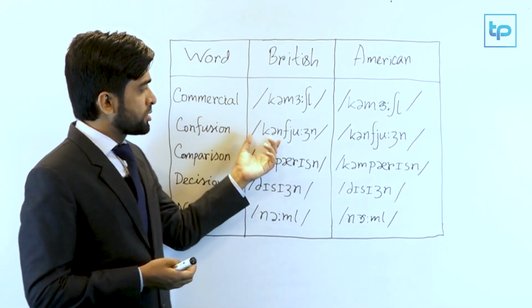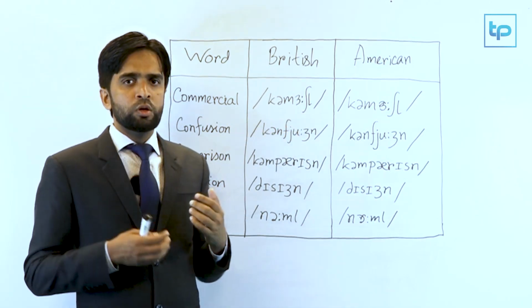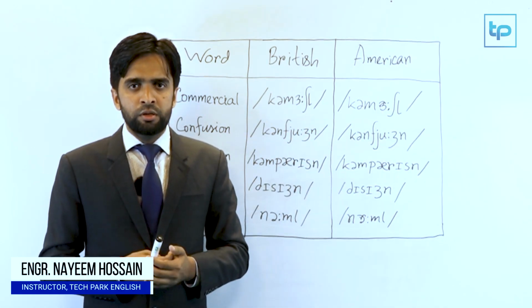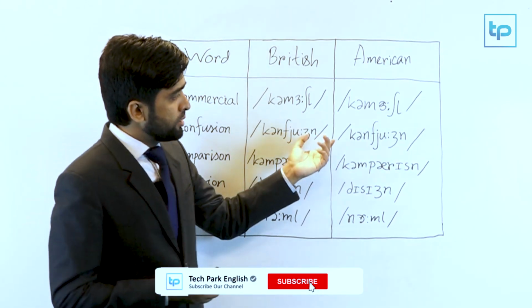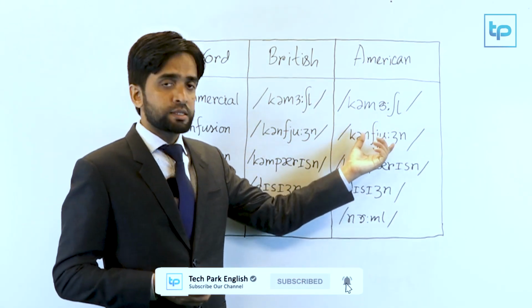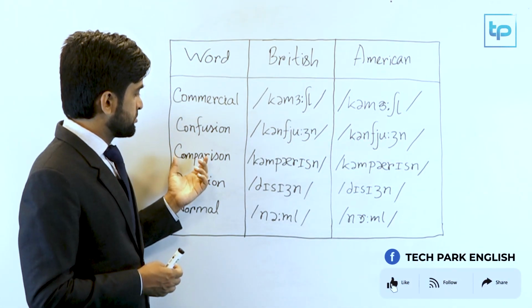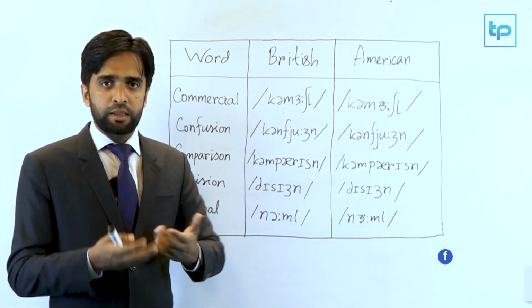It has to be ka, no, kan, fa, ya, u. Confusion, confusion. Okay. In American English, it is also pronounced as confusion. So both are same. And the next one is comparison, but we say it as comparison or something like that.